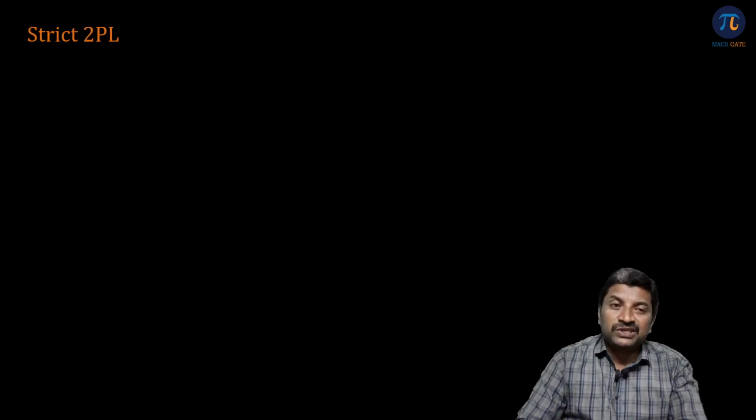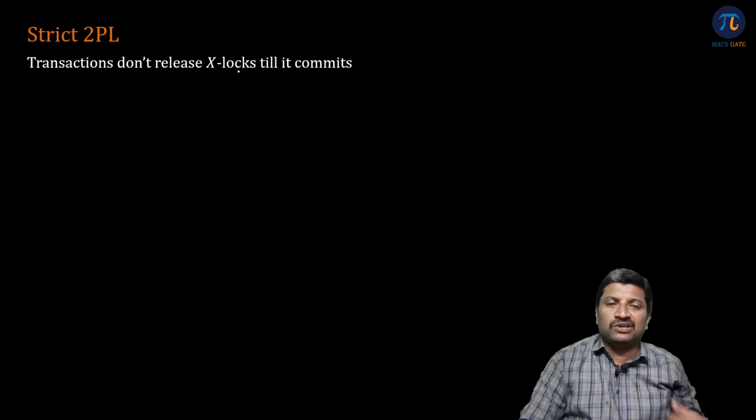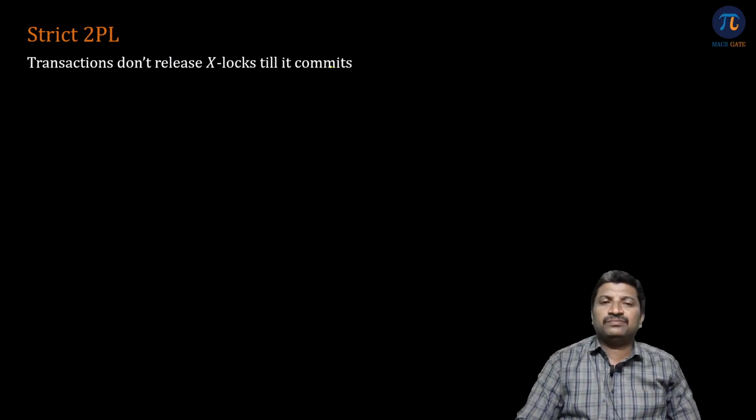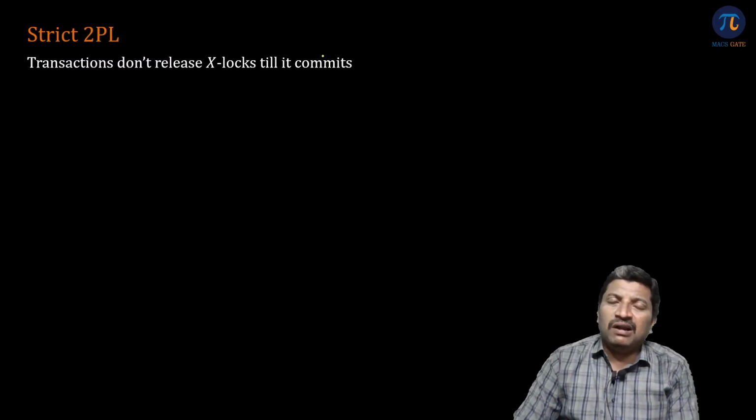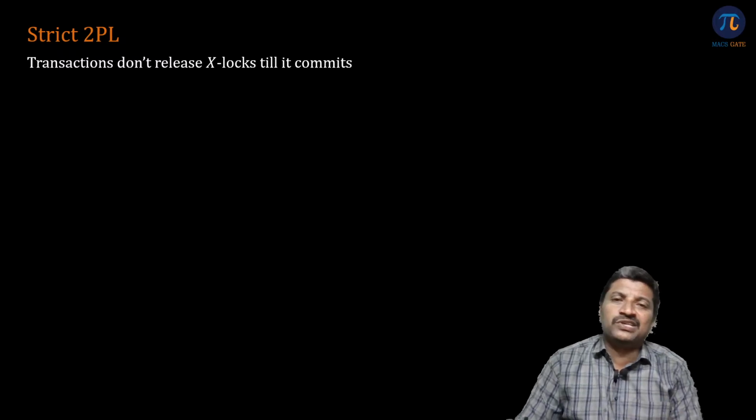Then what is the strict two-phase locking protocol? Transactions don't release exclusive locks until they commit. That means all exclusive locks should be released only once the transaction commits.